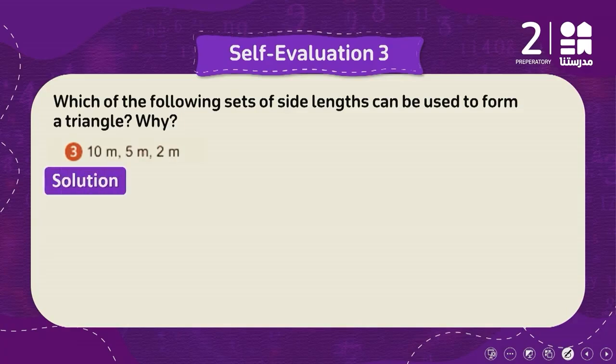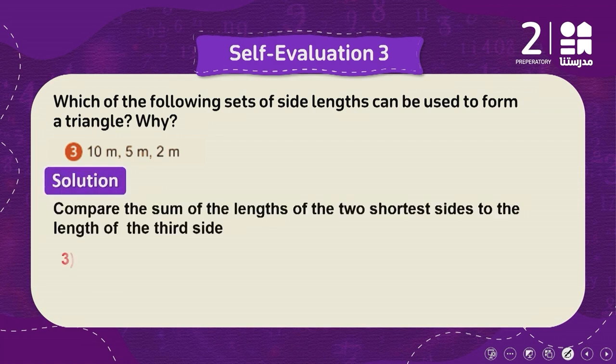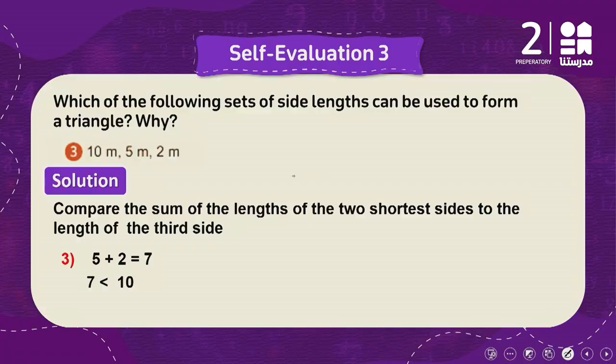5 plus 2, which is 7. 7 is less than 10. Meaning after we add them, their sum is still less than the third one. So you can't draw a triangle using these three lines. Why? Here is 10. If you draw 5, it will be like this one.